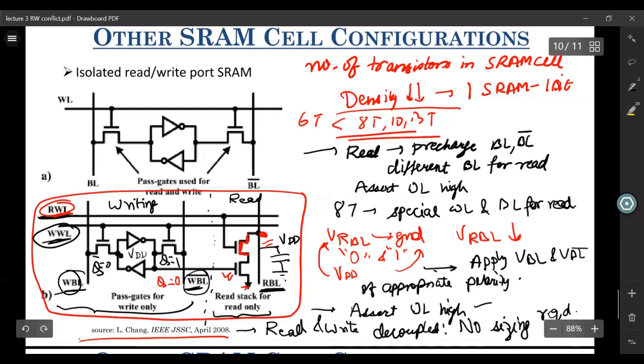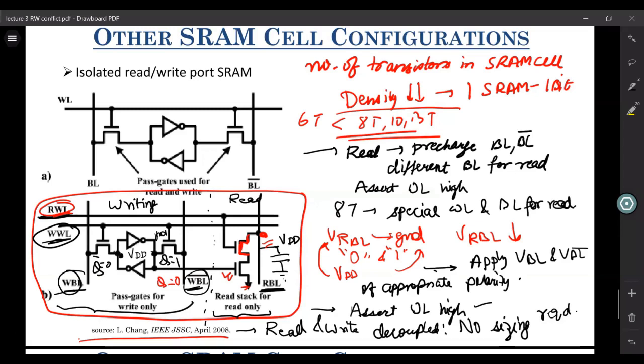Here there is no constraint. So this node can also go to VDD, this node can also go to ground. So here cell ratio and pull ratio are not required. And you can use minimum size transistors, you can use symmetric inverters. So that is a benefit of using the 8T cell.